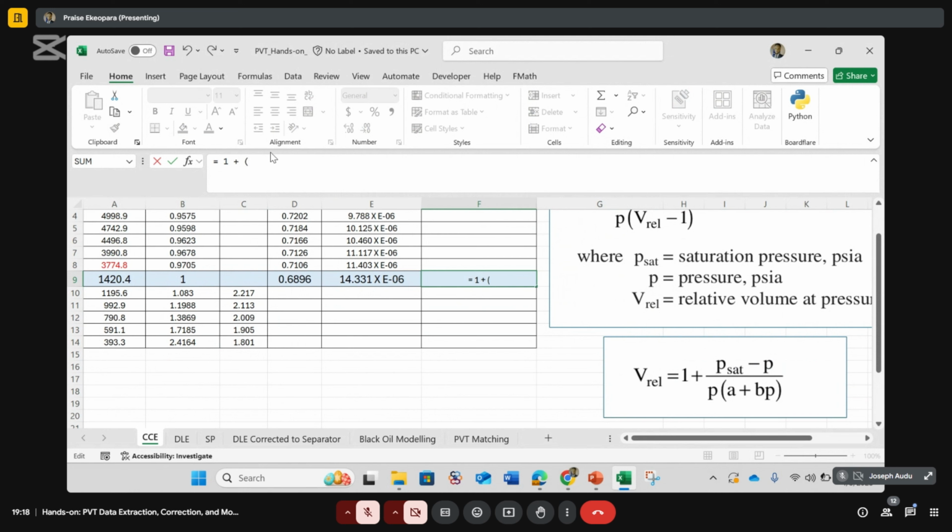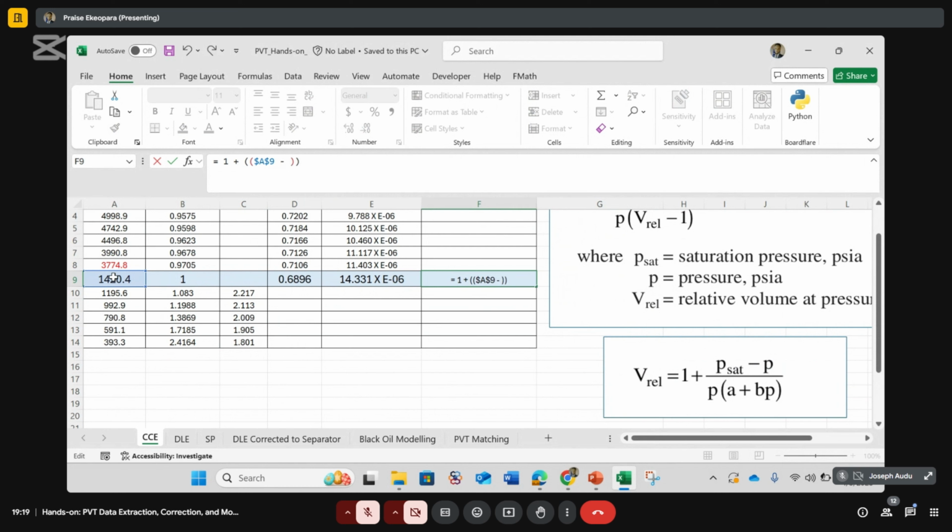So first things first, you need to be careful with your parentheses to make sure that everything is in order. What I want to do is pick up my PSAT, which is my saturation pressure, here, then lock it. If you want to lock, you just use F4. I'll lock it because it's something like a constant. I don't want it to be changing over time. So once I do that, I can now go ahead and do minus P.